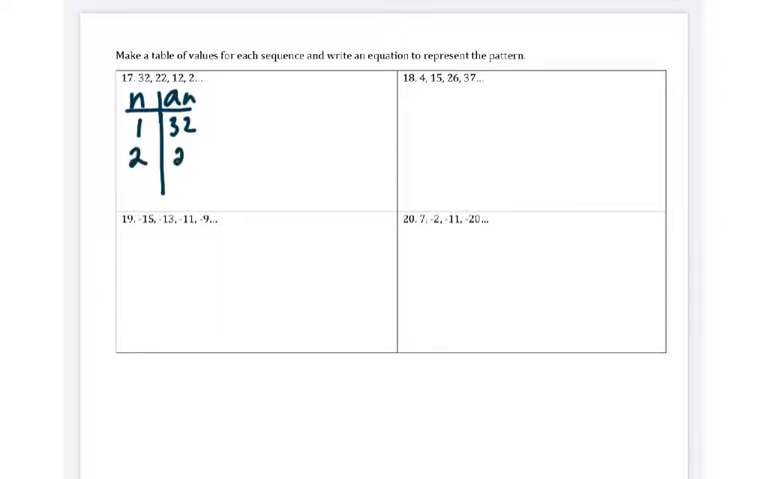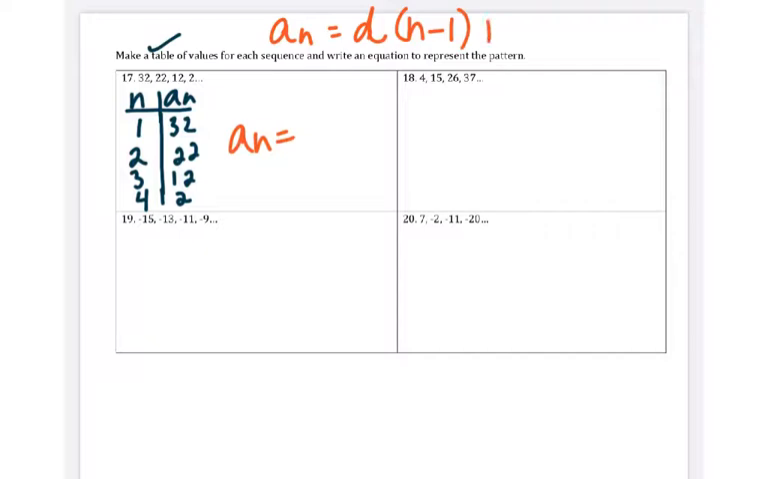So the first number is a 32. The second number is 22. The third number is 12. The fourth number is 2. So that's the table, done, table of values. Then it says write the equation. The equation is this. My sequence is my common difference times n minus 1 plus my first y value.